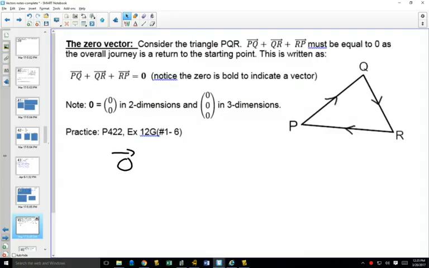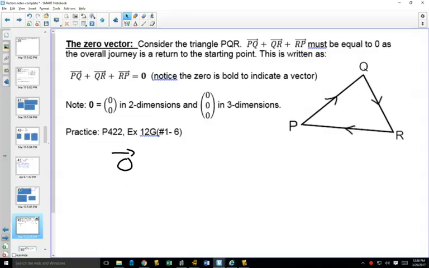Okay, and the very important zero vector, which can be written with a 0 with an arrow over top of it. Sometimes you can go all the way around, add a bunch of vectors up, and end right back at the same place that you started. So you haven't moved whatsoever. Like here, if I go from P to Q, then Q to R, then R back to P, my start and end point is exactly the same. How do we show that? Well, that would be a 0 vector.